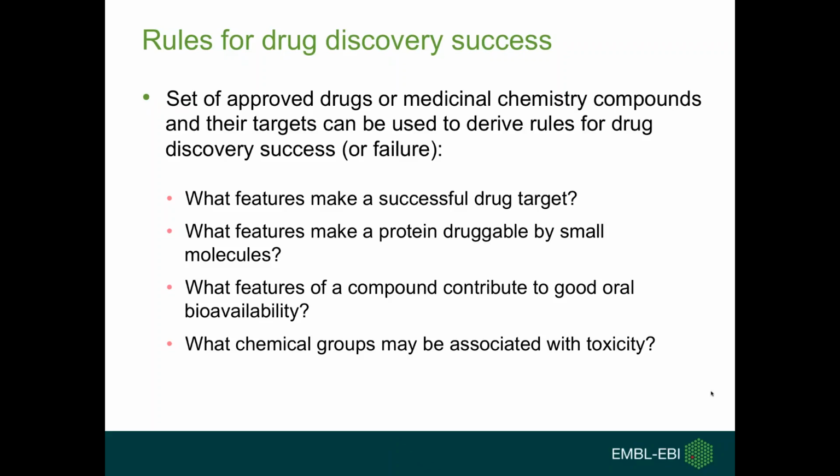But because it is such a large, diverse data set, we can also try to use this for more systematic data mining approaches and try to come up with predictions based on the data. So for example, if we take all the approved drugs and medicinal chemistry compounds and their targets, can we try to derive rules for drug discovery success or failure? So what features make a successful drug target? This is quite a complicated question to answer, but perhaps a slightly simpler form of that question would be what features make a protein druggable by small molecules? Or what features of a compound contribute to good oral bioavailability? And similarly, you could ask questions like what chemical groups may be associated with toxicity if you've got enough toxicity data already.